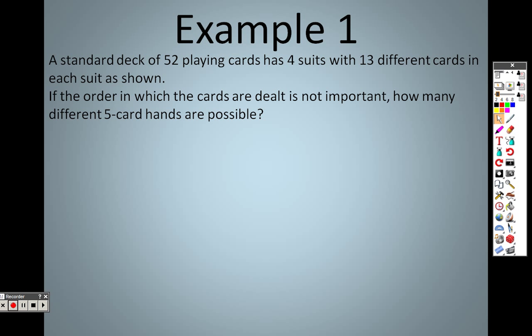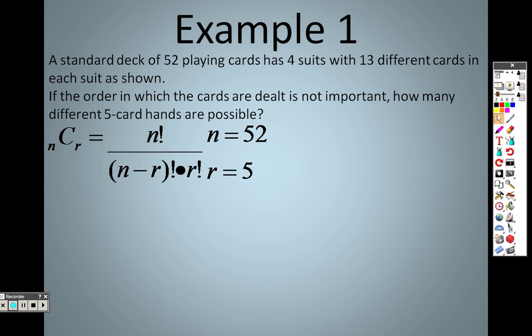So for example 1, a standard deck of 52 playing cards has 4 suits with 13 different cards in each suit as shown. If the order in which the cards are dealt is not important, how many different 5-card hands are possible? You have 52 total cards, right? 52 total cards in a deck. 5 cards are being drawn from it. So what's the total? 52 is the total, right? 52 is the total. You're choosing 5 cards.